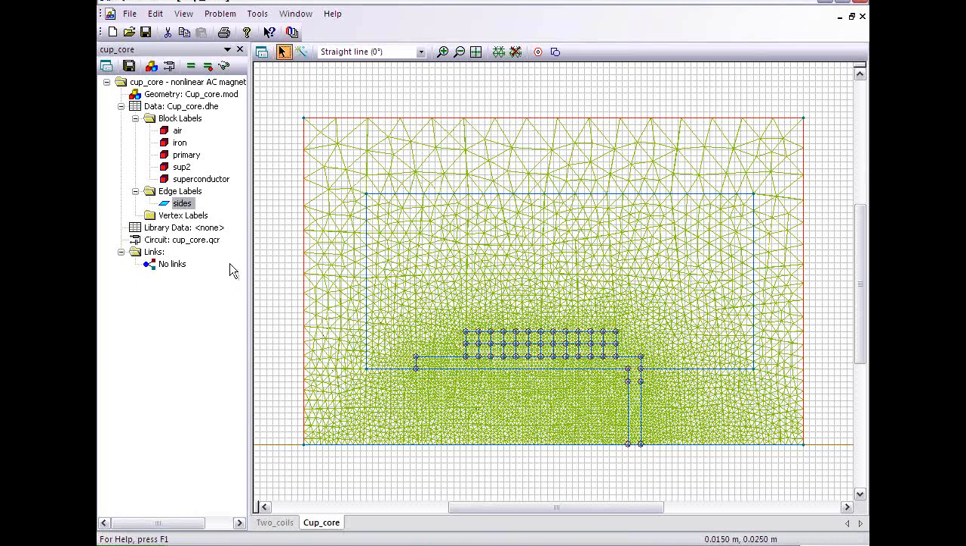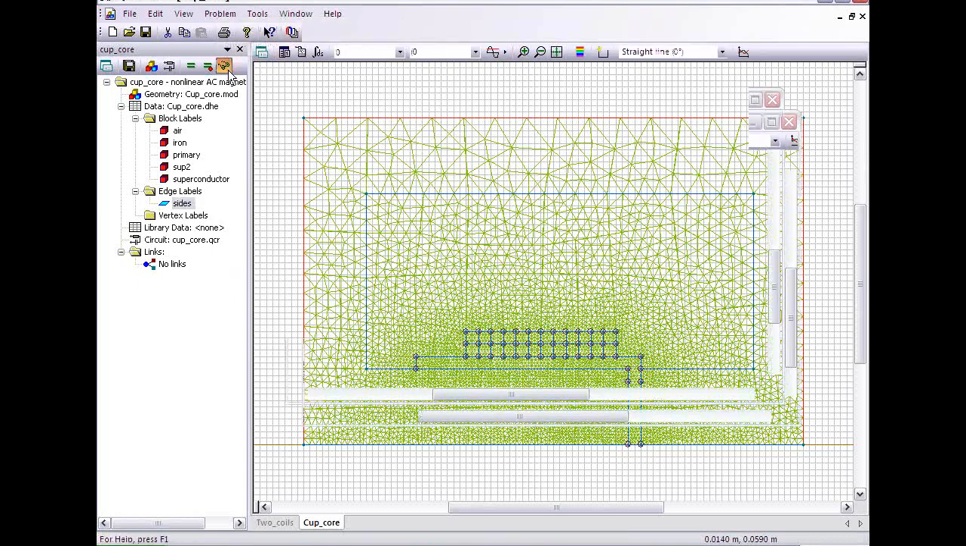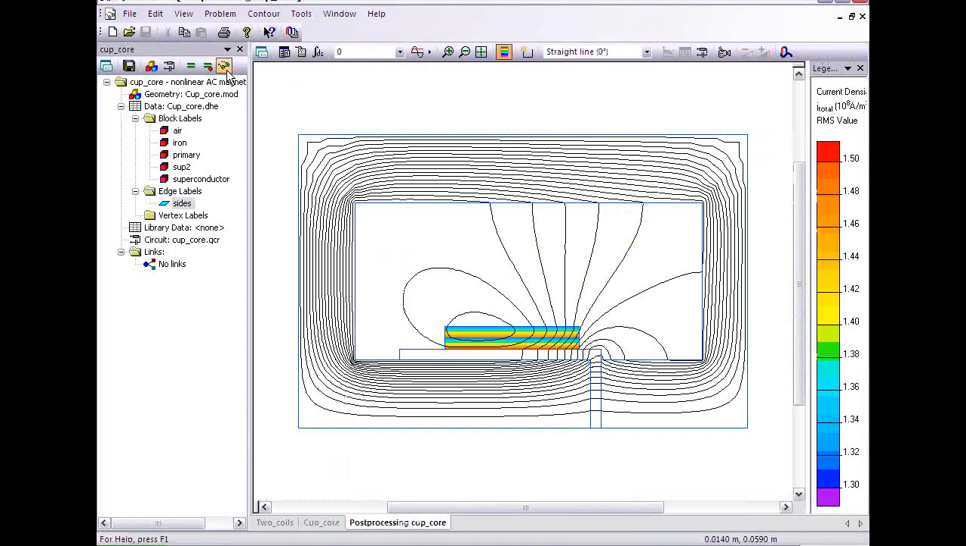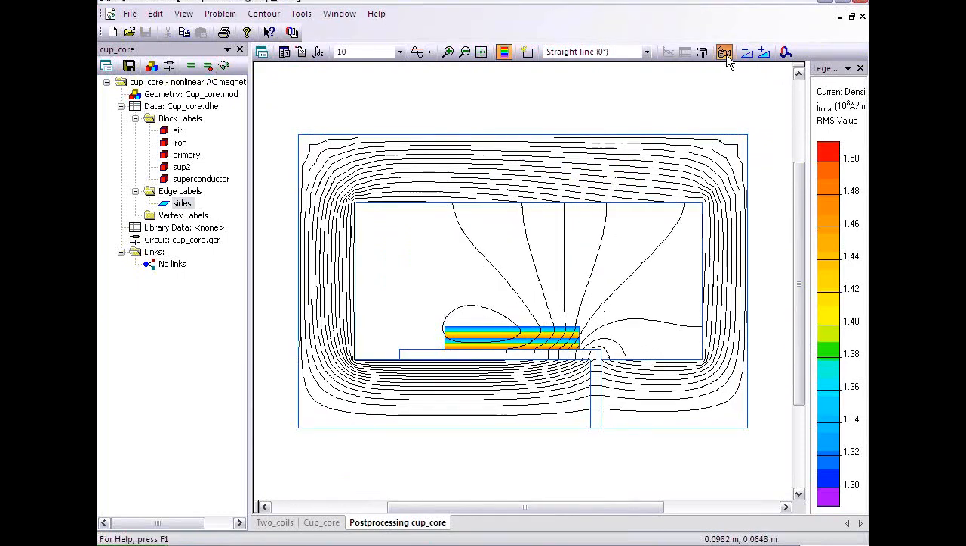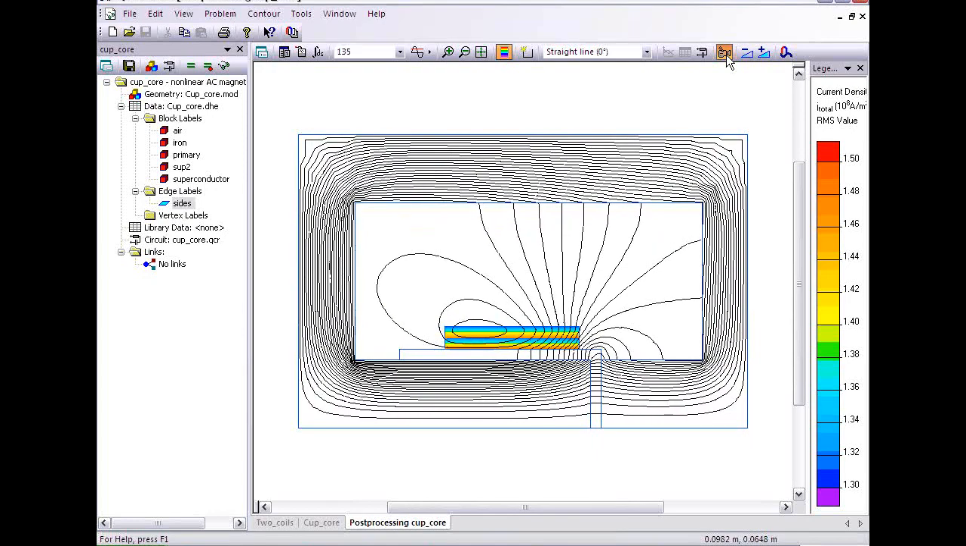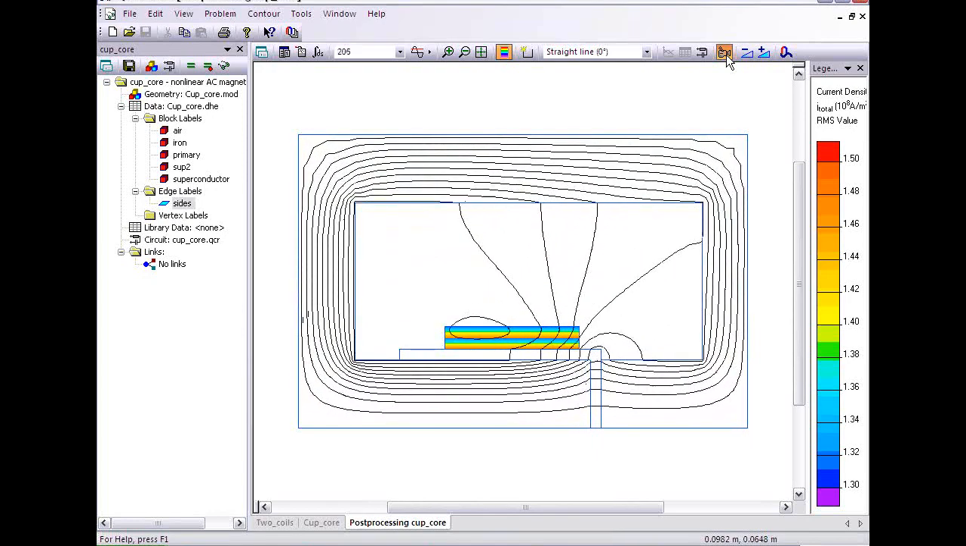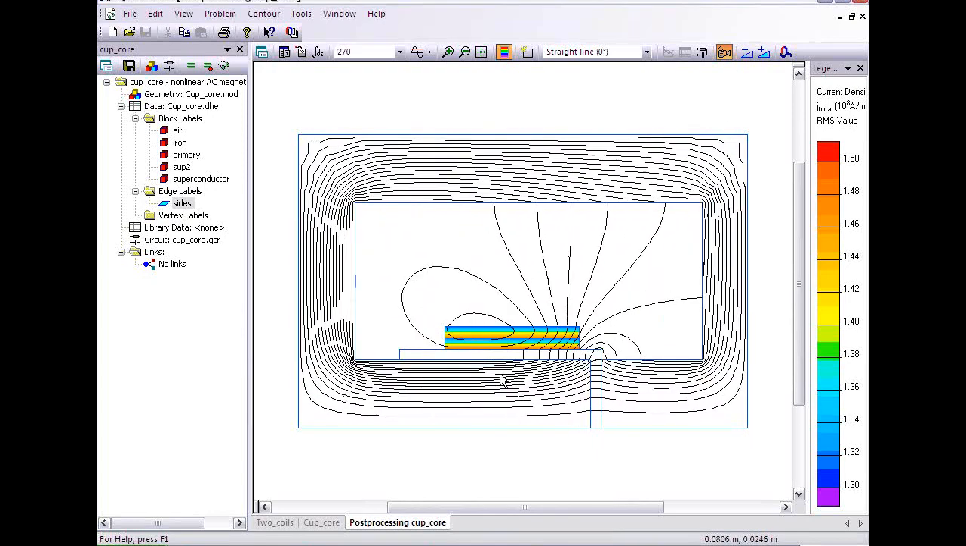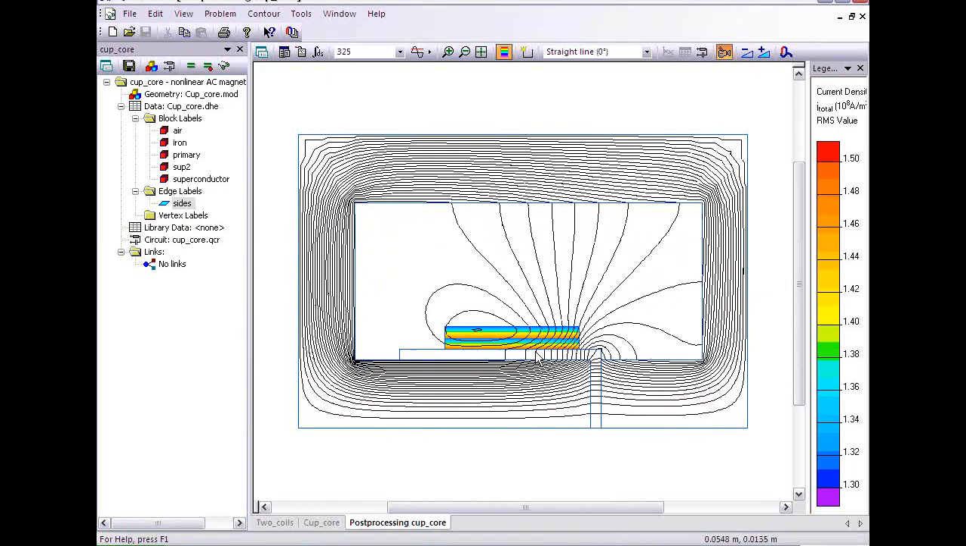Okay. So the problem has been solved for the case of the nonlinear superconductor, and in this case there is some ingress of the field into this. We can animate the solution, and you can see flux penetration in through the nonlinear superconductor here.